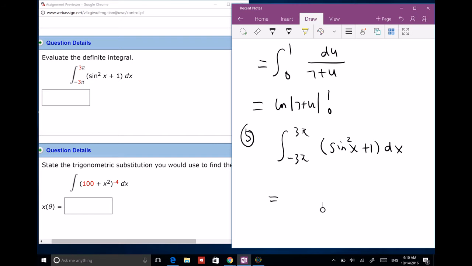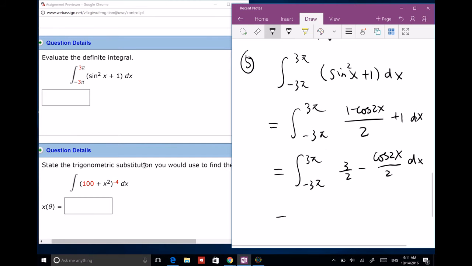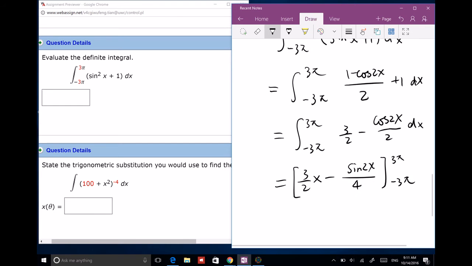Any of these problems could be on a test. For example, if this is a test problem, you have to know how to do it, right? So use the power reduction formula: half of 1 minus cosine 2x, plus 1. Then this gives you, from negative 3 pi to positive 3 pi, 1 half plus 1 is 3 halves minus cosine 2x over 2 dx. Then this is 3 halves of x minus the antiderivative of cosine, so sine 2x over 4. And plug in 3 pi and negative 3 pi. And I think plugging in both gives 0.